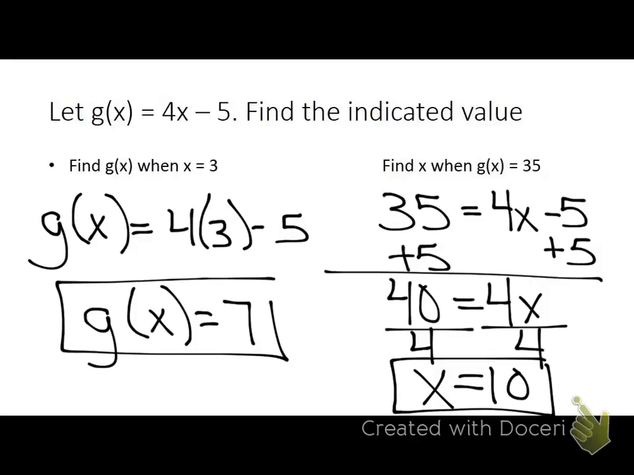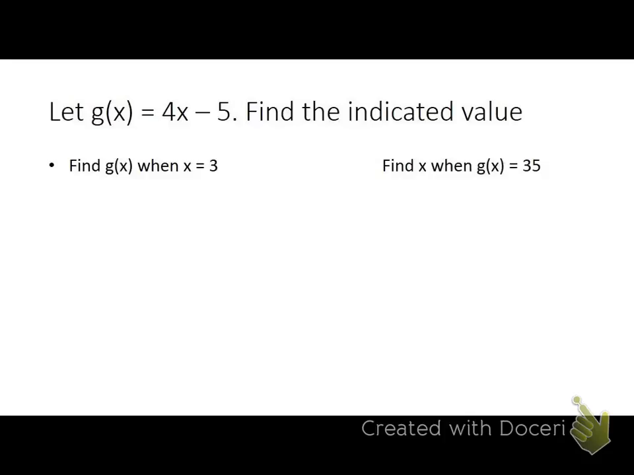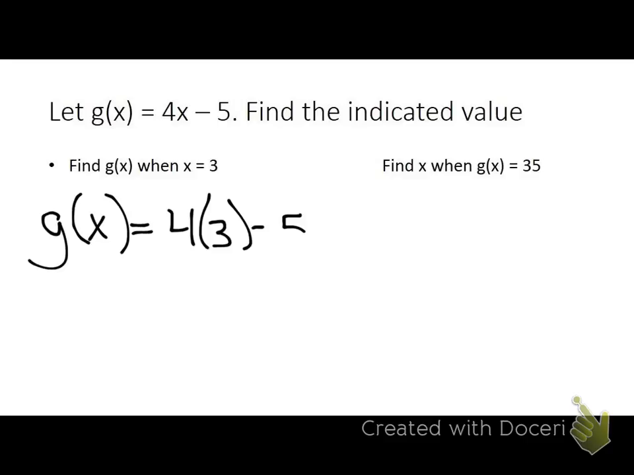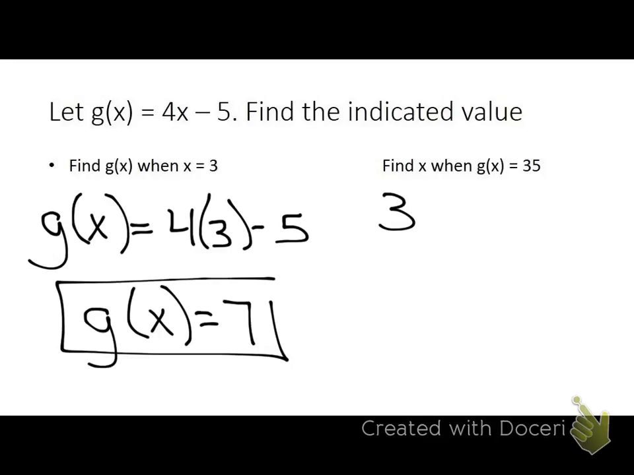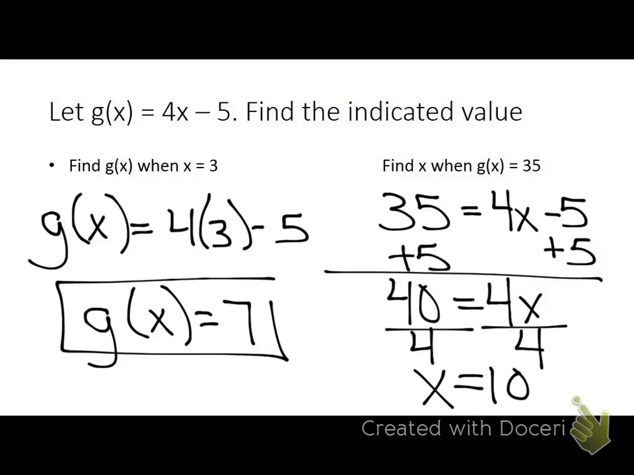Now we're going to get into function notation. Let g of x equal 4x minus 5 and find the indicated value. So find g of x when x equals 3 and find x when g of x equals 35. Make your substitutions and solve. My substitutions, g of x when x equals 3. Okay, so I plug in 3 for x. G of x is 7. Now, when g of x equals 35, I have to plug that in for g of x. 35 equals 4x minus 5. Add 5 to both sides, divide, and x equals 10.